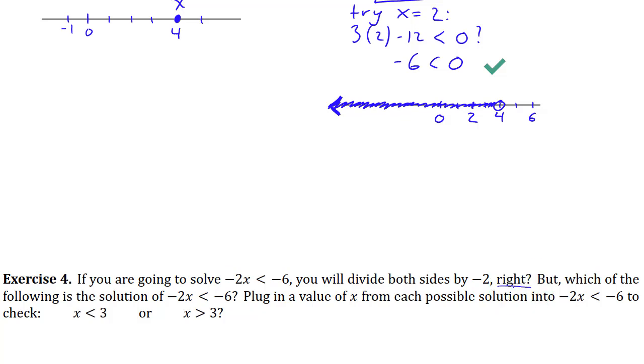Right, Mr. Smith? Sorry, I couldn't hear you over the internet, but yeah, I hope you said that's right.